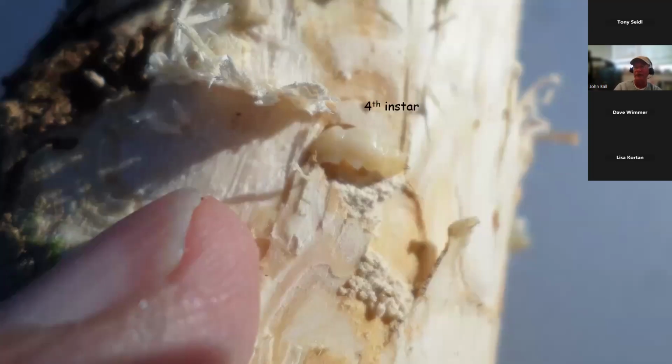And then the fourth instar, by October, they've quit feeding. First part of October, they're done. And now they dive a little deeper into the tree. On thick bark, sometimes they'll move into the bark too, but most of the time in our trees, I'll find them dive a little deeper into the sapwood.